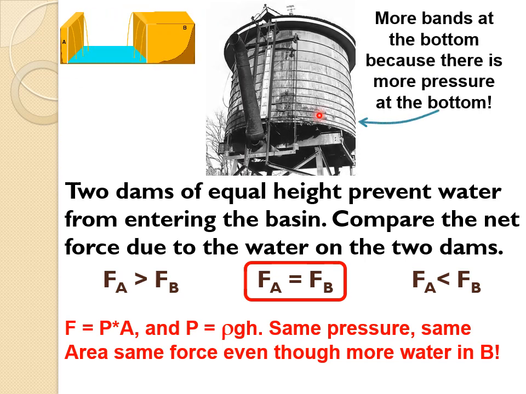If you've ever seen a water mill or a water tower, you can see that there are bands at the bottom that are closer together than the bands at the top. The reason for that is because as you get higher up, you get less pressure. That's from this equation right here, density times gravity times height. The height is from the surface of the water, which is at the top here. As you go down, you get more pressure, which is why these bands are closer together. You need more support at the bottom in order to keep that water tower contained.